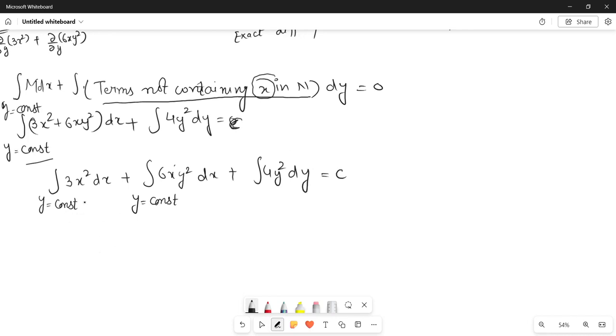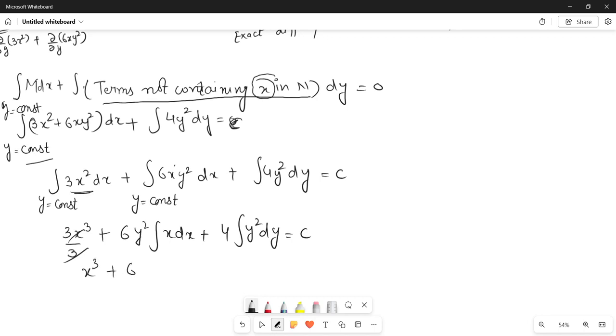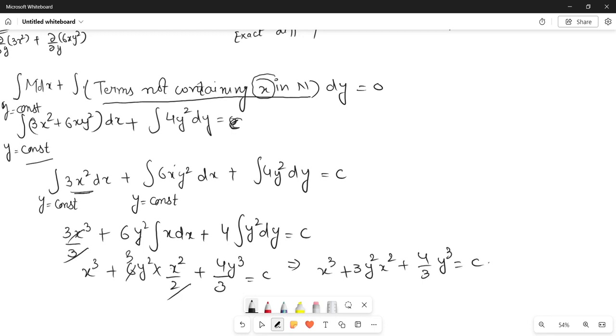So further, how can you find it? There is no term containing y in the first, so you can write 3x cubed by 3. Again, 6 is a constant and y squared is a constant, so the integration is left over dx, plus 4 is a constant and there is y squared dy, equals c. So you will get x cubed plus 6y squared times x squared by 2 plus 4y cubed by 3 equals c. After solving, we get x cubed plus 3y squared x squared plus 4 by 3 y cubed equals c. This is the solution of the exact differential equation. Thank you very much.